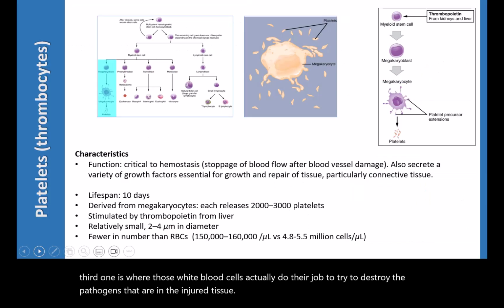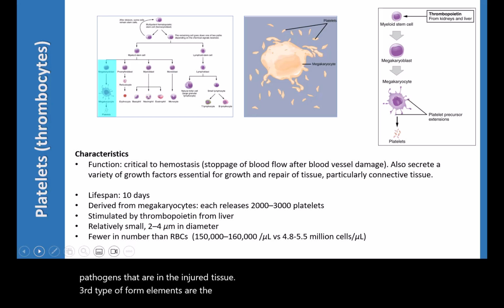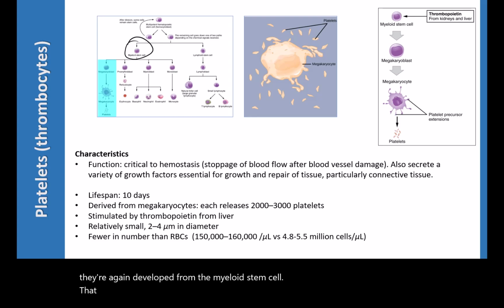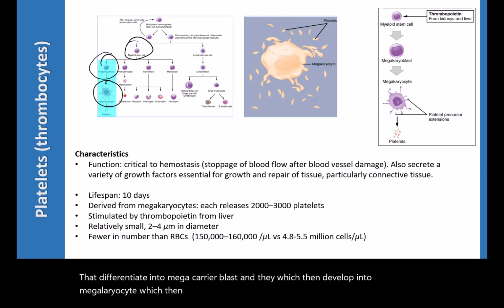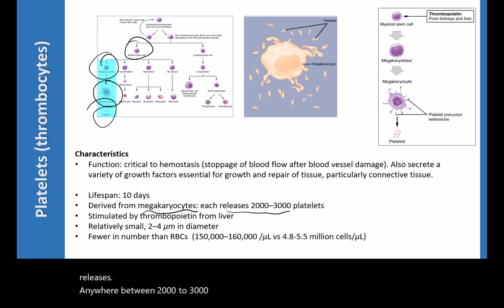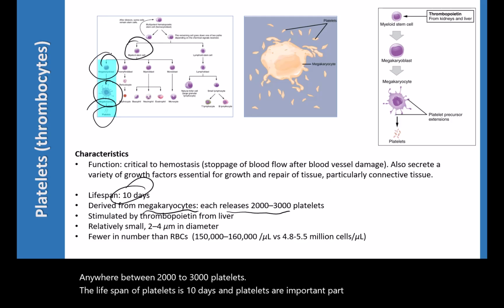The third type of formed elements are the platelets, or thrombocytes. You can see here they develop from the myeloid stem cell that differentiates into a megakaryoblast, which then develops into a megakaryocyte, which then breaks up into platelets. Each megakaryocyte releases anywhere between 2,000 to 3,000 platelets. The lifespan of platelets is 10 days, and platelets are an important part in stopping blood loss.